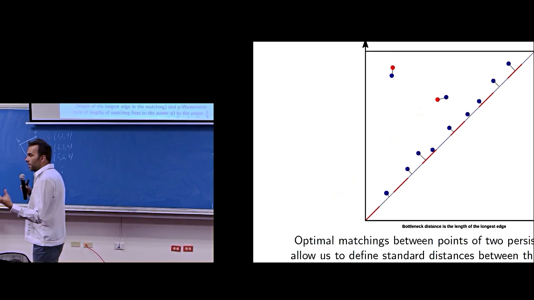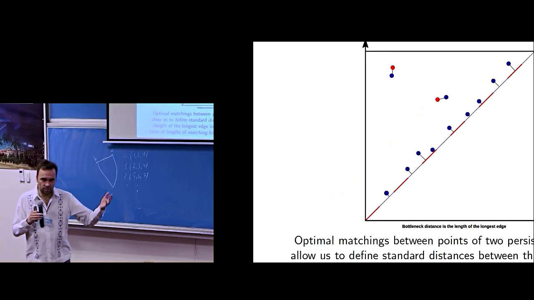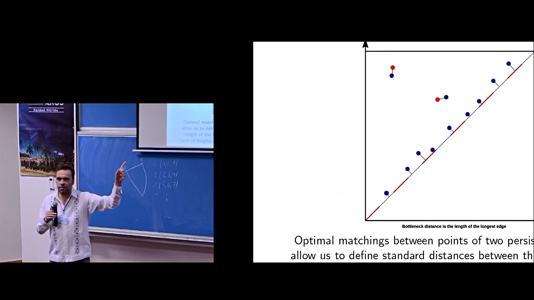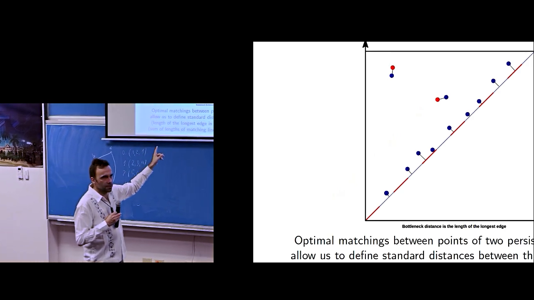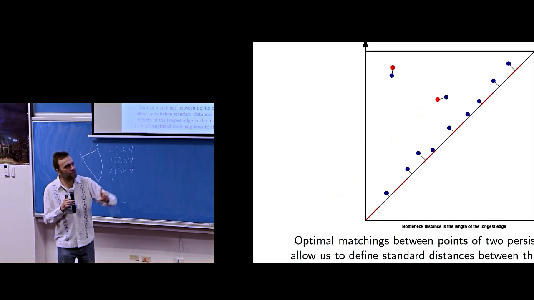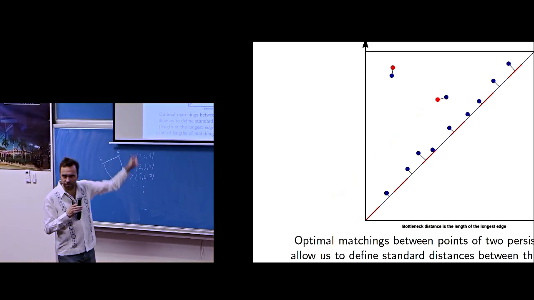And I can define a cost of this matching. There are various ways. I can, for instance, look for the longest edge in this matching. It will give me the bottleneck distance. Wait a second. I can look at the longest edge. I'm taking back the last sentence. Or I can sum up the length of those edges.